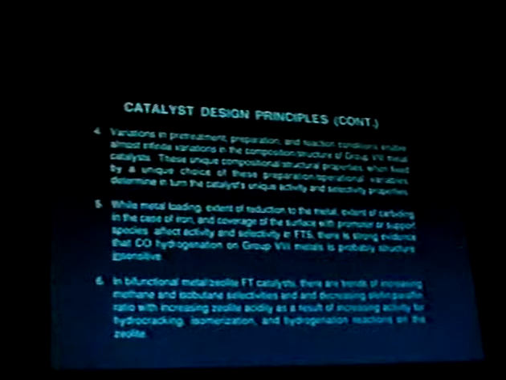Sixth, in bifunctional metal zeolite Fischer-Tropsch catalysis, there are trends of increasing methane and isobutane selectivities and decreasing olefin-paraffin ratio with increasing zeolite acidity, as a result of increasing activity for these secondary reactions.